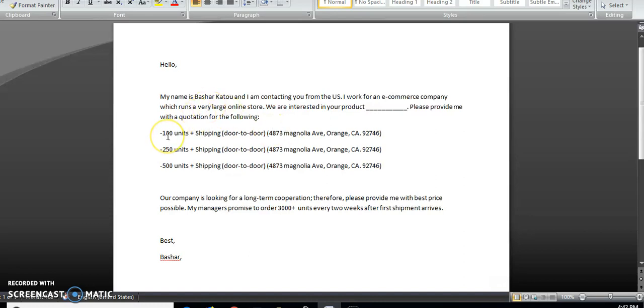So here's what he says. I want a quote for 100 units, 250, and 500, all door to door to this address. Now here's why you give them different quantities. The more you order, the cheaper the price, obviously. So let's say really you only want to order 100 units, but you want to see how much they would charge you if you ordered 500 units. So let's say they say this is 350, this is 330, and this is 315.